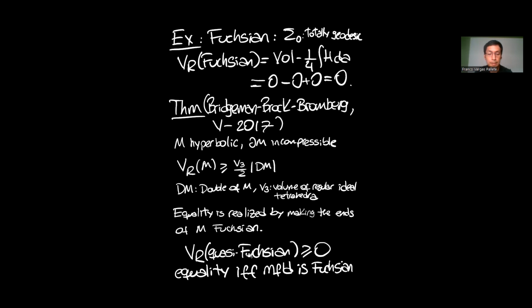As a nice simple example, or as a nice corollary of this, if we take the renormalized volume of a quasi-Fuchsian manifold, well, in the case of a quasi-Fuchsian manifold, this Gromov norm of the double is just going to vanish. So it's just telling us that the renormalized volume of a quasi-Fuchsian manifold is greater than or equal to 0, which is exactly the renormalized volume of a Fuchsian manifold. And the sharpness of the inequality tells you that equality occurs if and only if the manifold is Fuchsian.